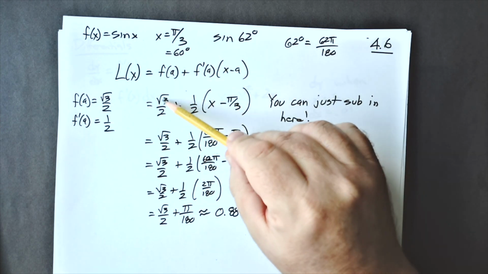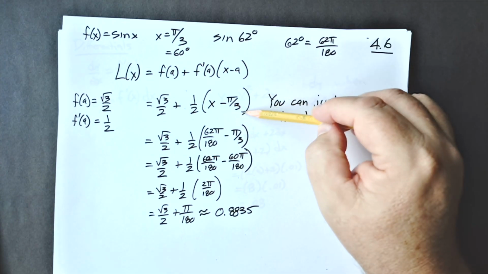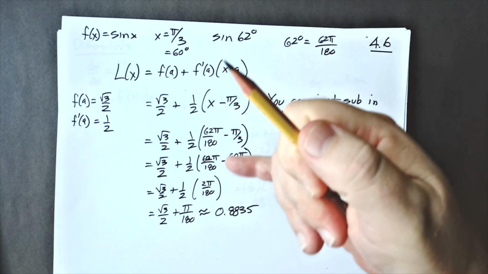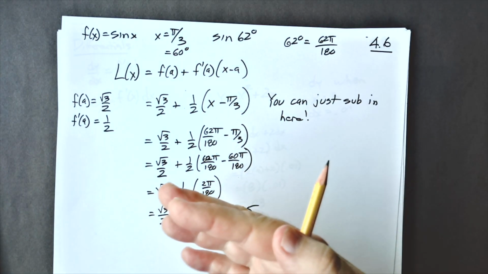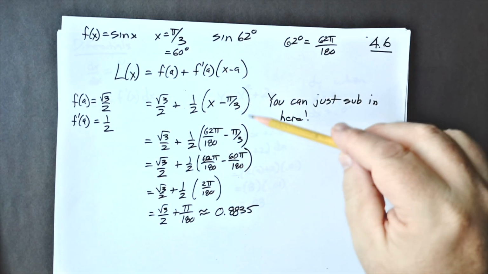So I plug this in: square root of 3 over 2 plus 1 half times x minus pi over 3. We want to estimate this value. In this case, I didn't simplify. Remember the previous example, I went ahead and did some simplification. I wanted to show you an example where you simplify and one where you don't. In this case, I'm not going to, so the math gets a little trickier here.